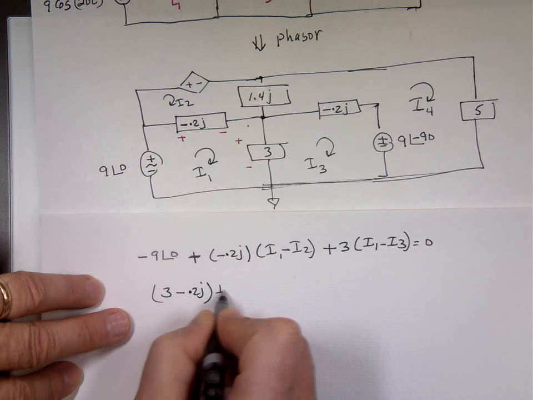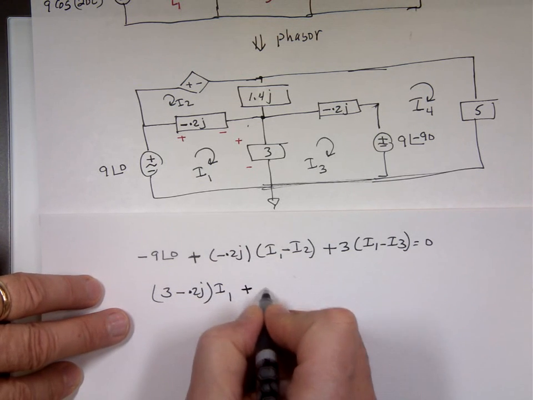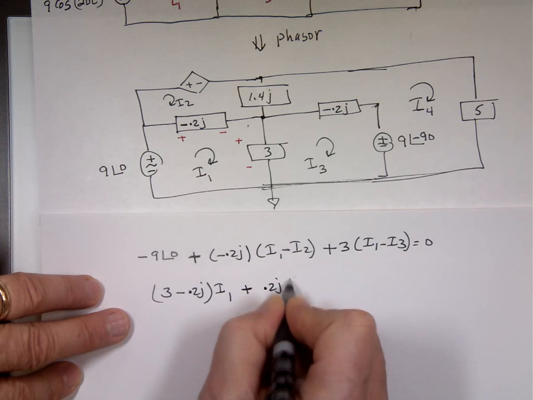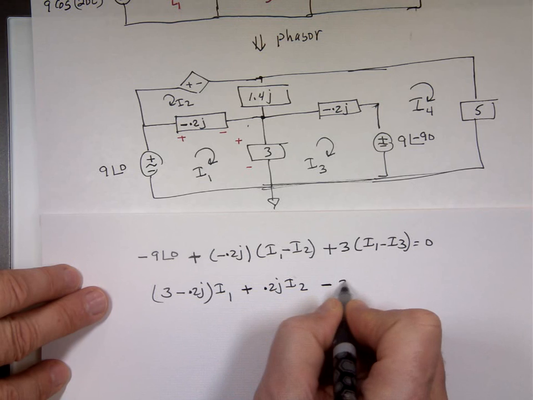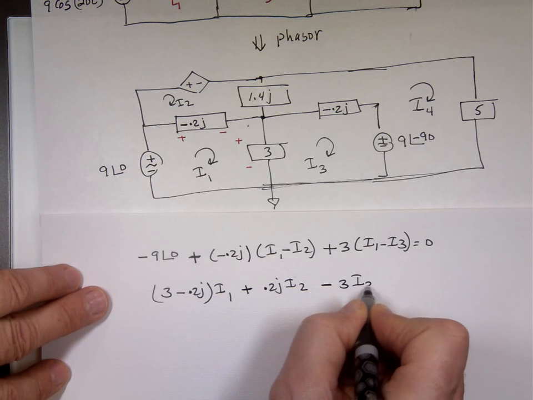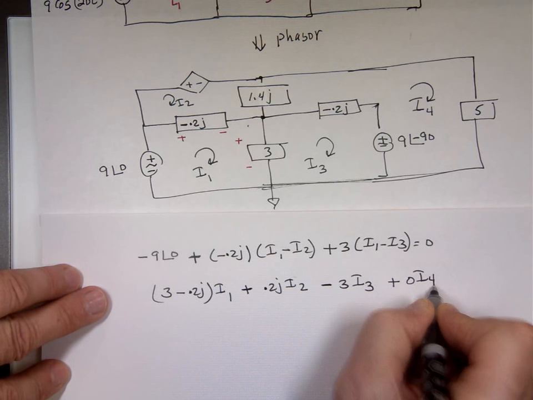I sub 2 plus 0.2J I sub 2. I sub 3 minus 3 I sub 3. What about I sub 4? There is no I sub 4. 0 I sub 4 equals 9 angle 0.